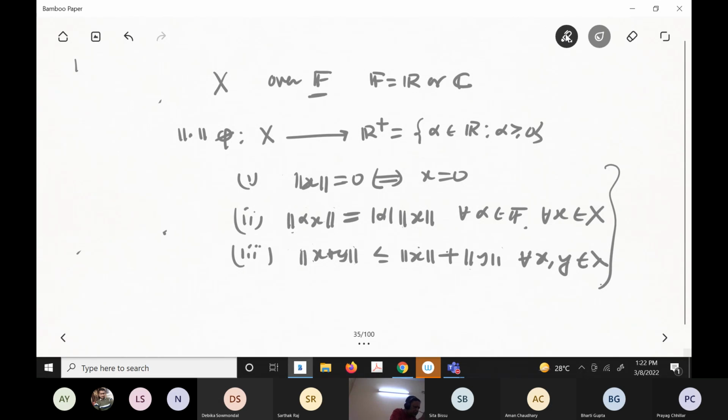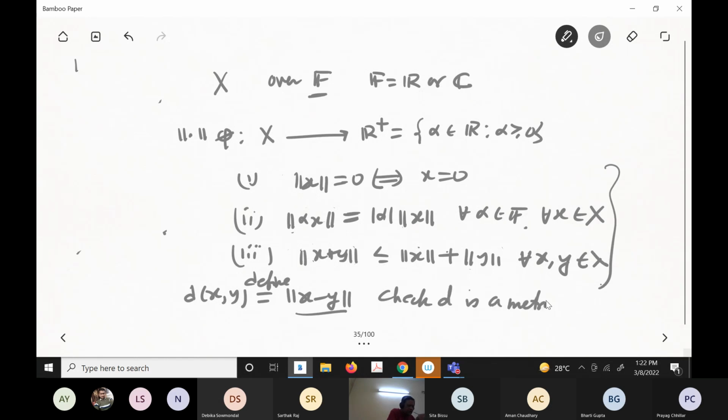Now there is an immediate thing you can do: I can define a metric on that. Like what I did for the real line, I'll define d of x, y equals norm of x minus y. I'm teaching you something which you will learn in the next semester, a topological linear space. I am trying to give you the simplest example of a topological linear space. And you can check that d is a metric on X. And this is called a norm on X.